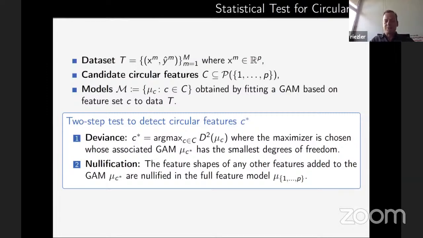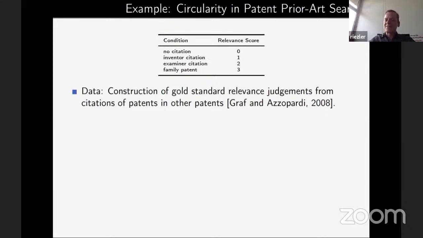So let's look at an example. It's a real world example from patent prior art search. So it's part of NLP if you want. The problem in this scenario is that people are using a deterministic functional definition for the labels. So they use patent citations. So no citations means relevance score 0. An citation of the inventor, relevance score 1, examiner citation, relevance score 2, family patent means relevance score 3.